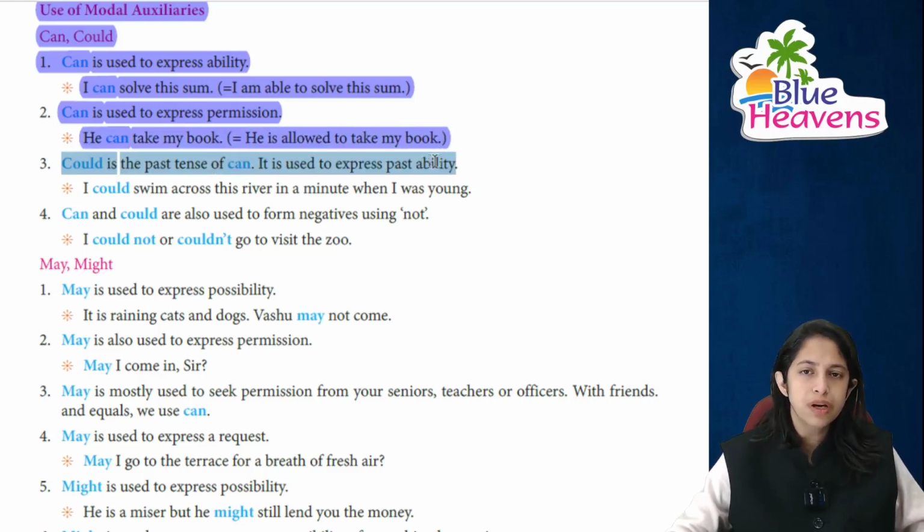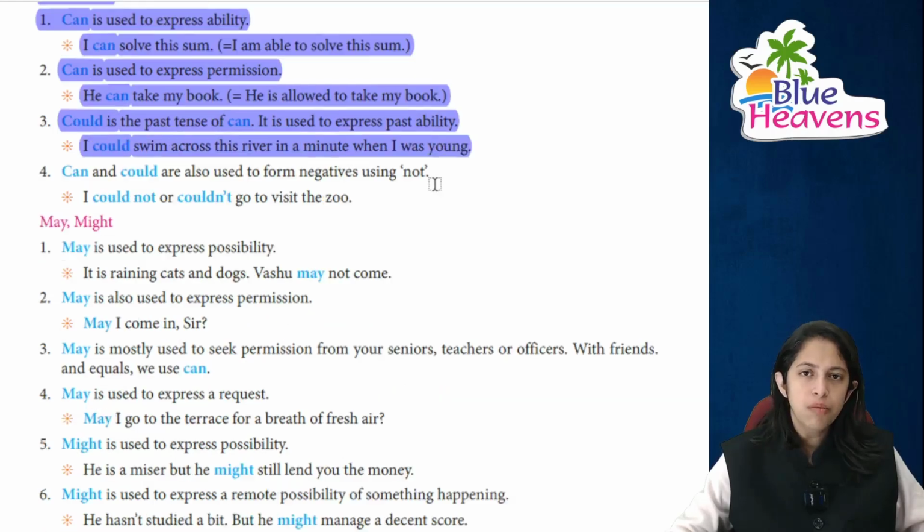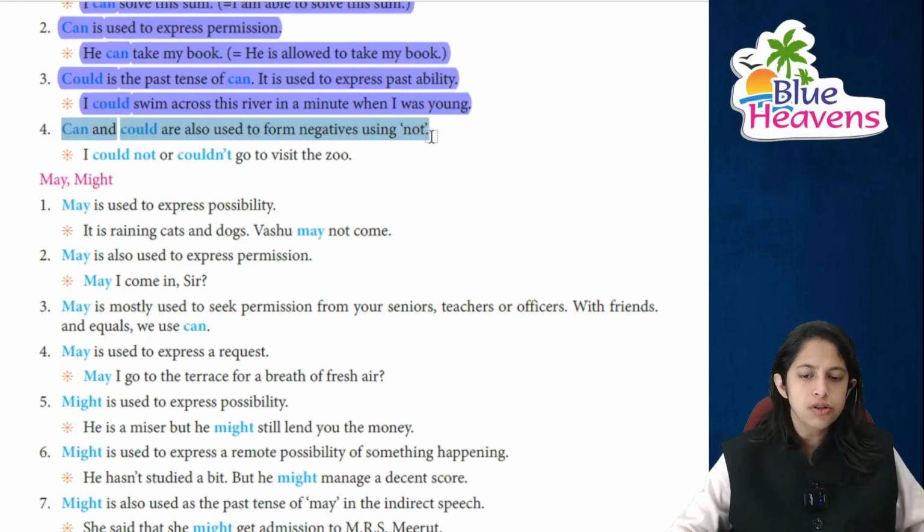Can and could are used to express past ability. Right? I could swim across the river, across this river in a minute, जब मैं बहुत ही ज़्यादा young था. Can or could are also used to form negatives using not, जैसे I could not or couldn't go visit the zoo.